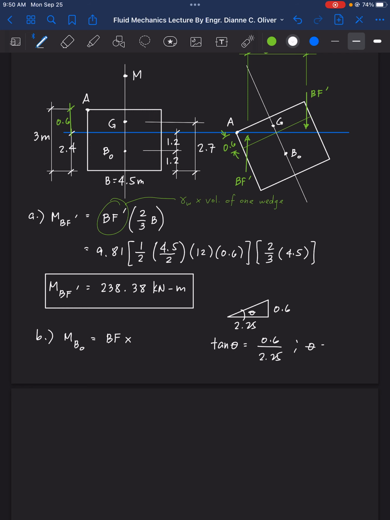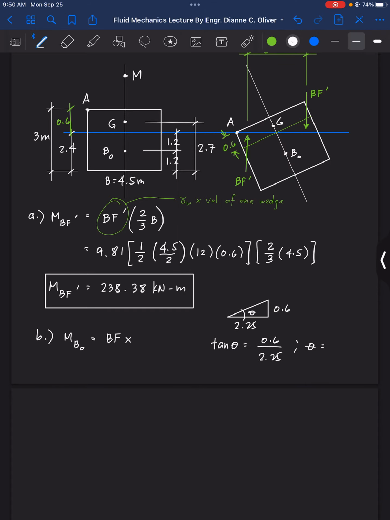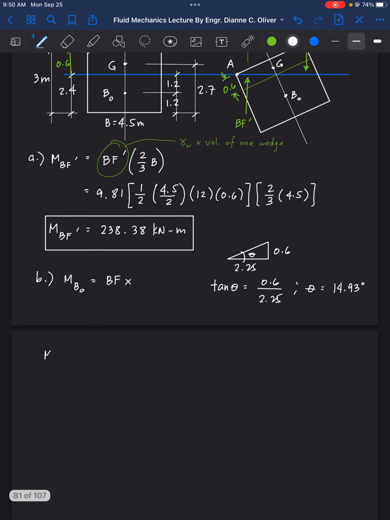Therefore, theta now is equal to shift tangent of 0.6 over 2.25, which is 14.93. So, theta is 14.93 degrees. So, we can solve for MBO.